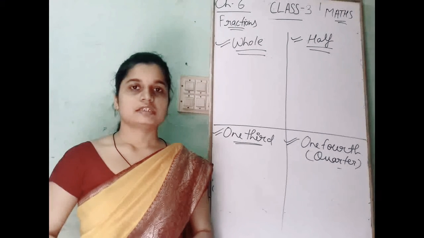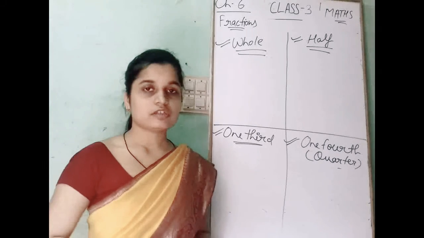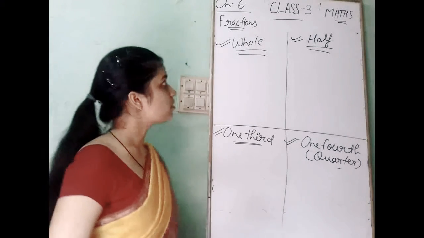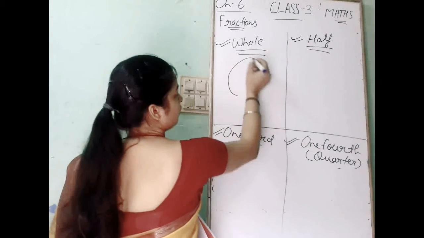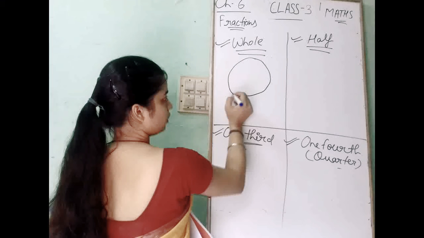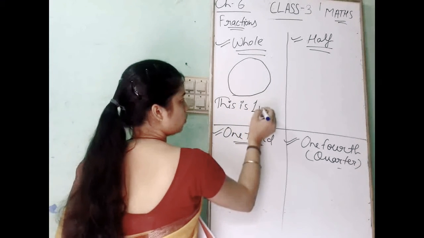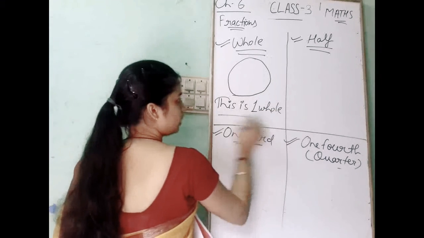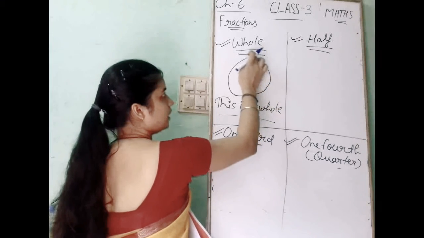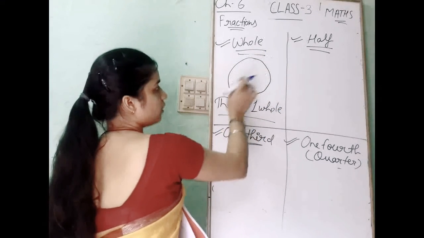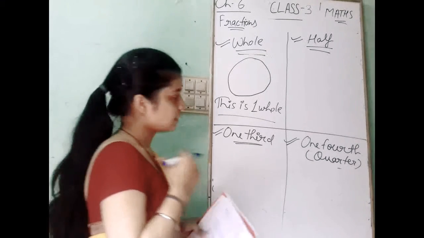Hello and welcome to class 3, new chapter 6 named fraction. What is a fraction? I explain here in 4 parts. Whole. What is the whole? If I make one full circle, this is one whole. We say this is one whole because this is the full part, never divided between or from any other portion. Okay, so this is the one whole circle.